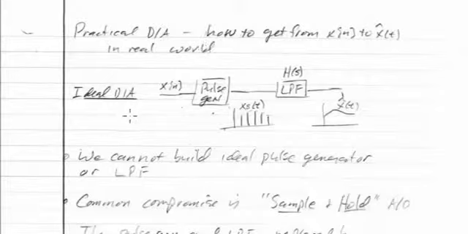There's an ideal digital analog converter, and remember we kind of set it up as a pulse generator, and the height of these Dirac delta pulses are set equal to the value of x of n. And the output of this is a train of delta functions that are weighted by x of n.